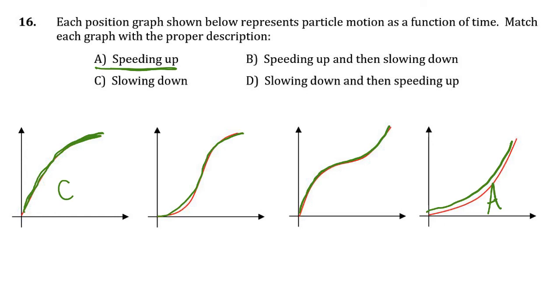So for B, I think this one should be B. Because again, we're speeding up. So this is going to be a very steep slope. Whereas D, the slowing down, is going to be a smaller slope. So that's going to be D.